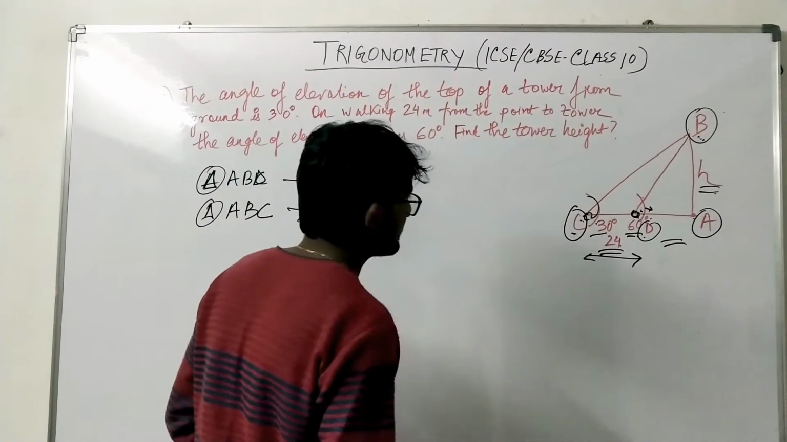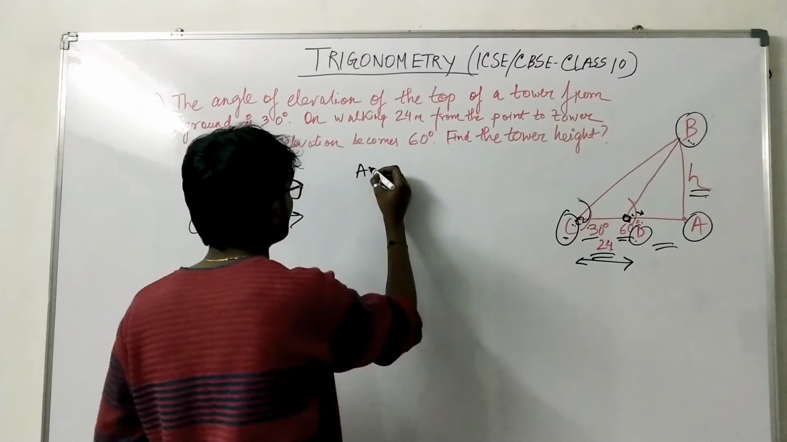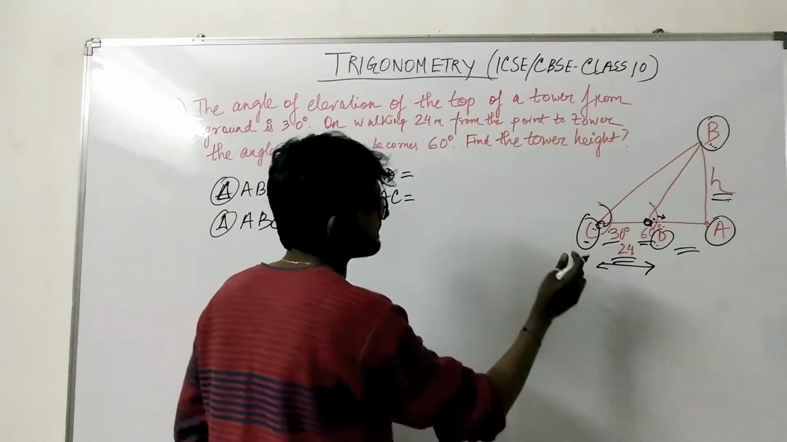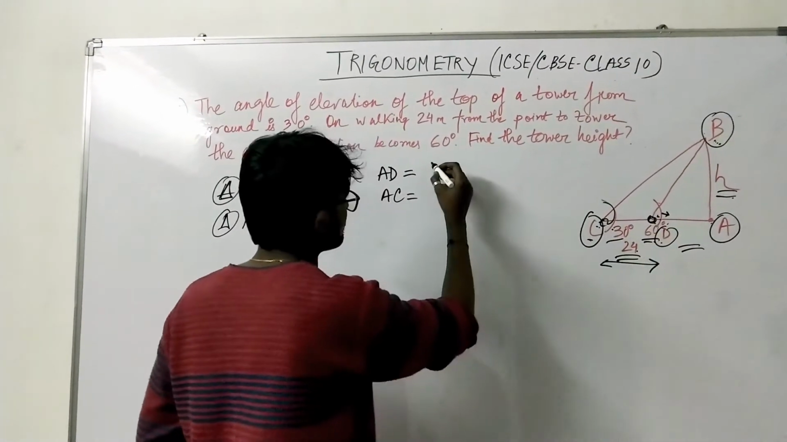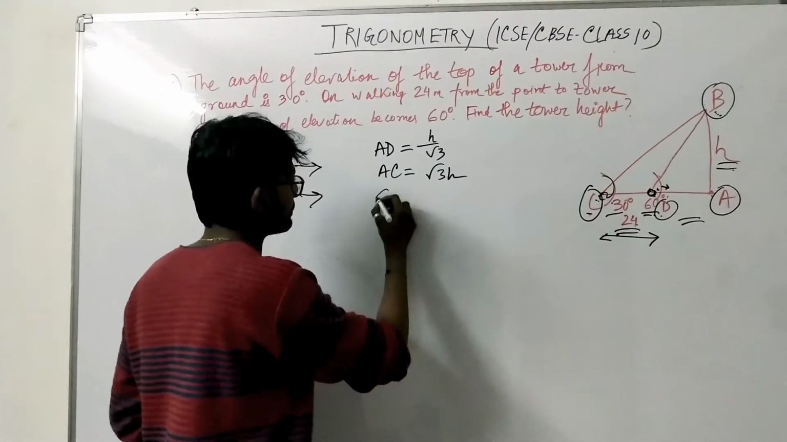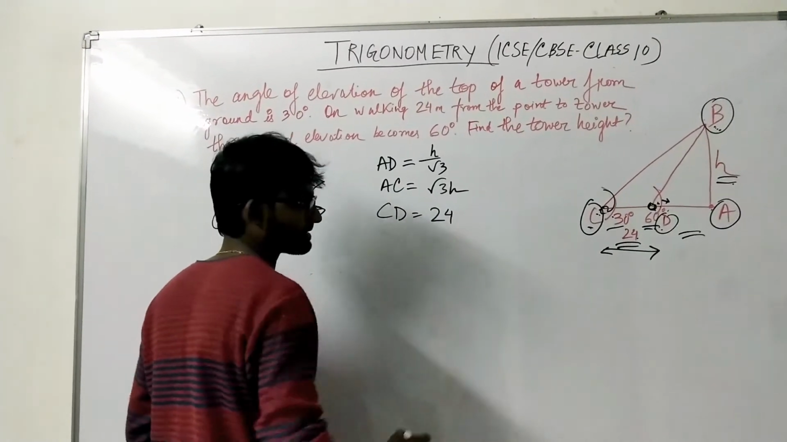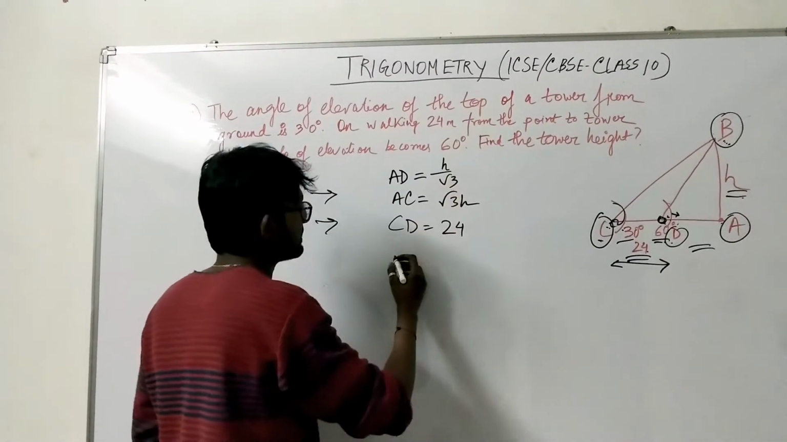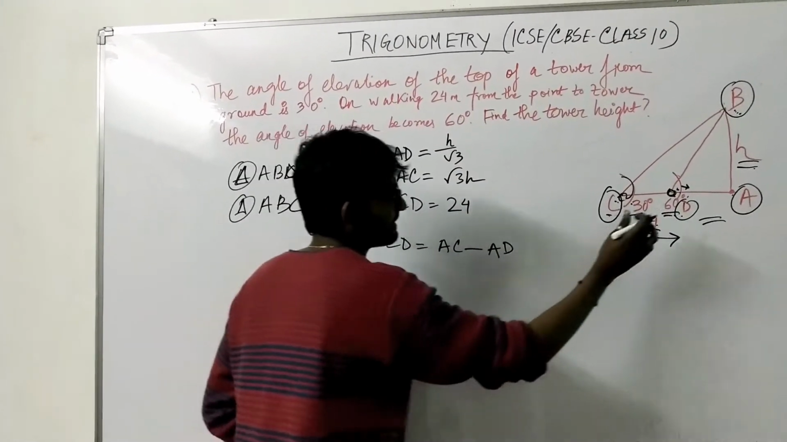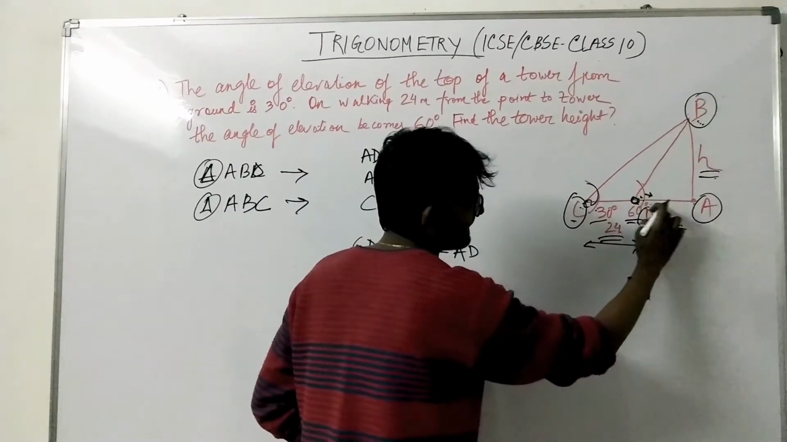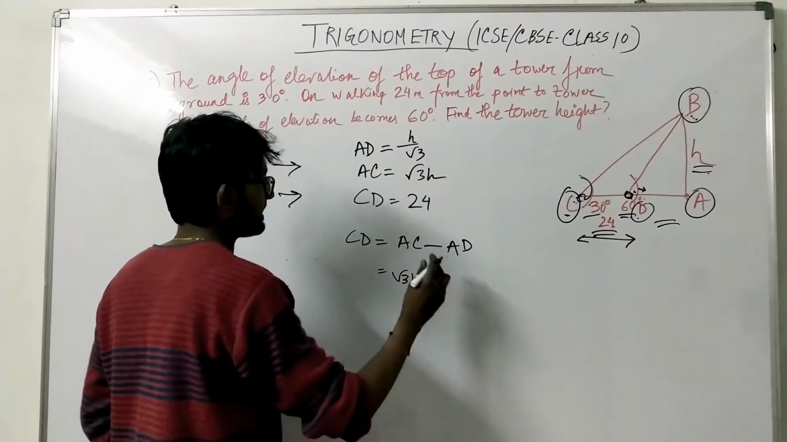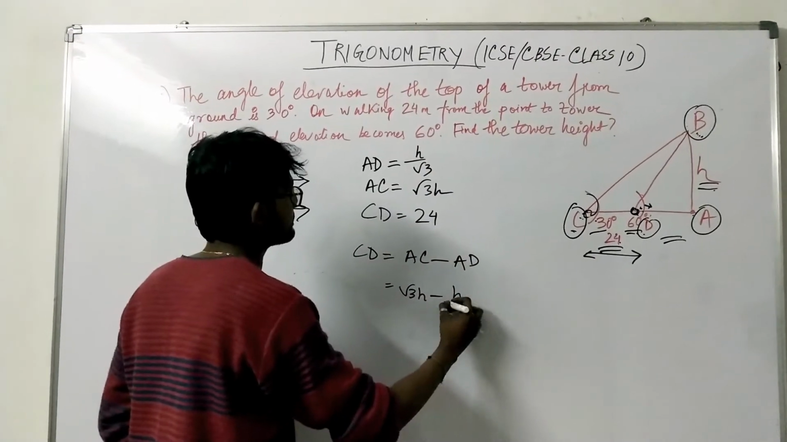So now coming to the point, I will again write the value of AD and the value of AC. AD, as I told you, is h by root 3, and AC is root 3 h. And now we know CD is equal to 24 meters. We know that from the main sum. So CD is basically AC minus AD. This AC whole thing, minus this AD part, will give you CD.